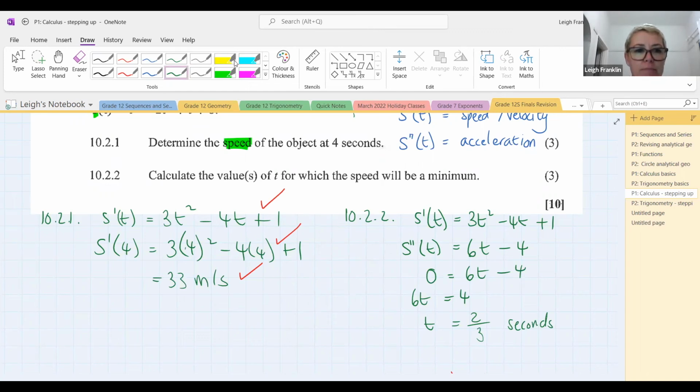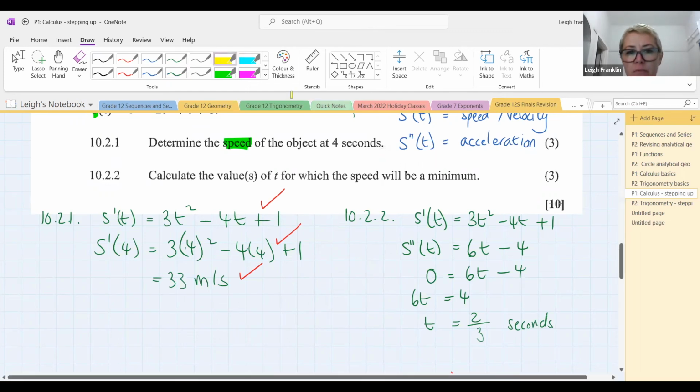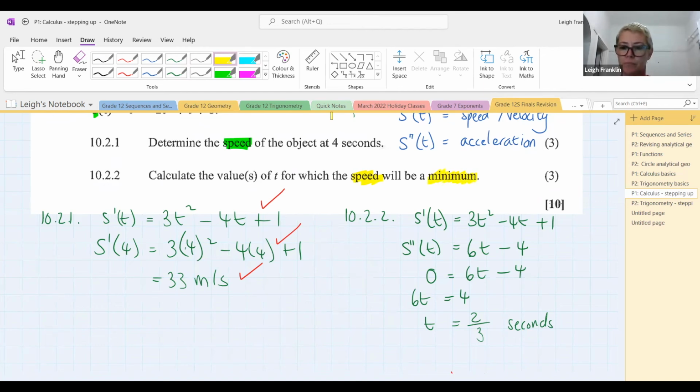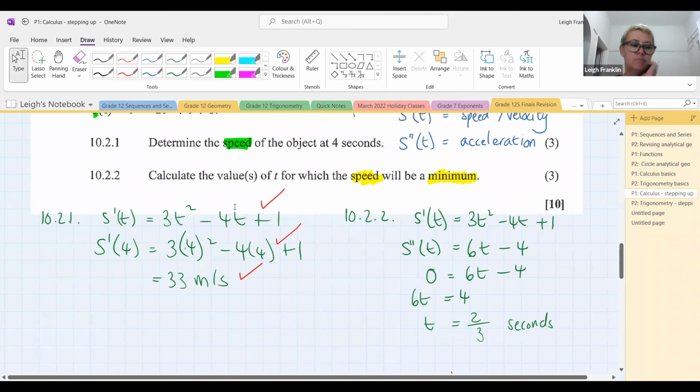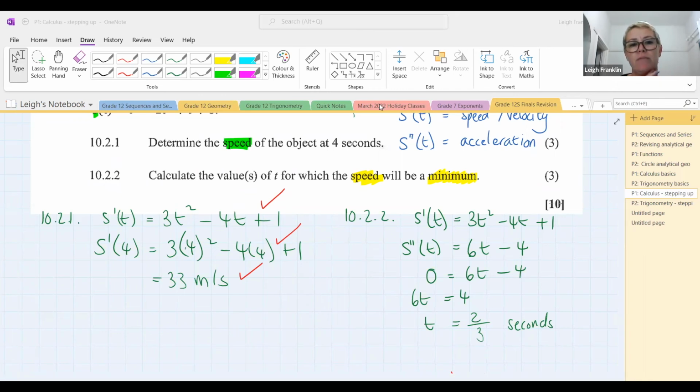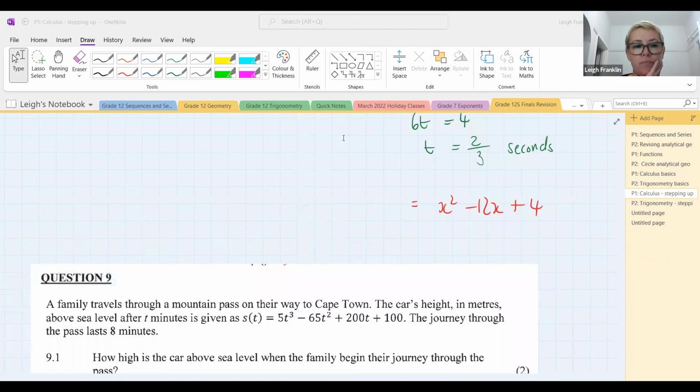Everybody happy? Making sense? Are we all good, guys? Lovely, thank you. Oh, lovely, Tisha. That's so nice to see.